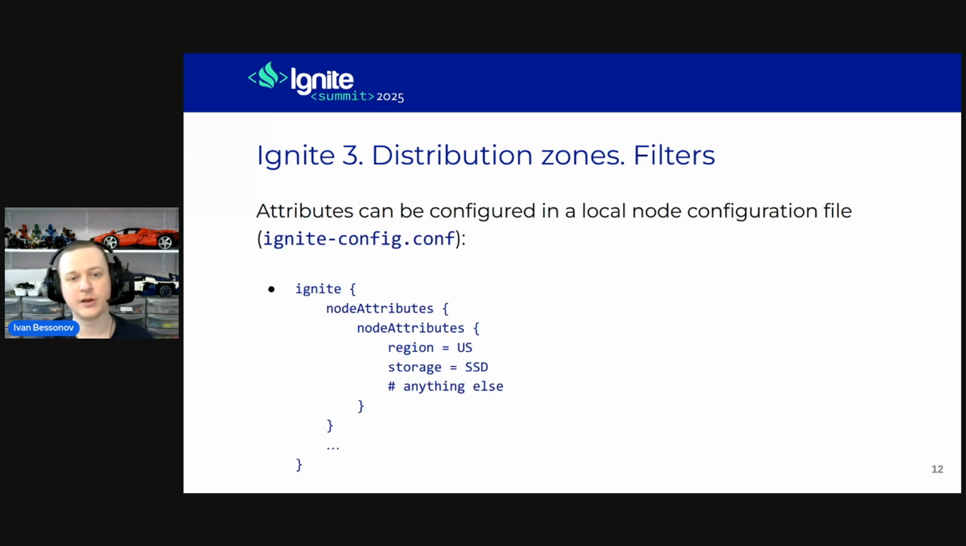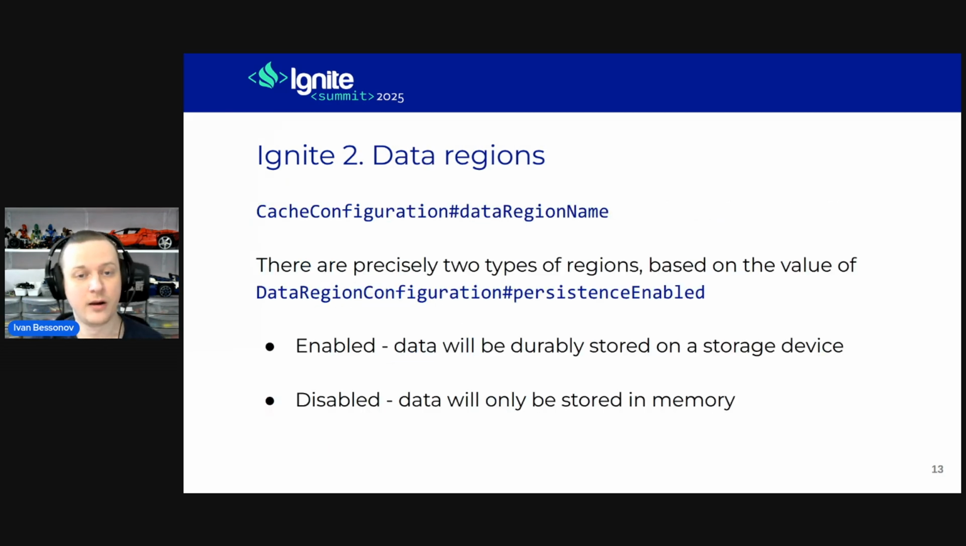For example, here we have a syntax for local node configuration in which we add attribute region with value US and attribute storage with value SSD. Every Ignite node might have a different set of attributes, and thus you can use arbitrarily complex filters in your distribution zones if you want to.